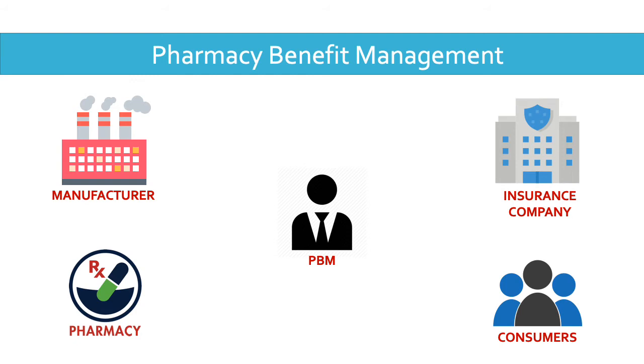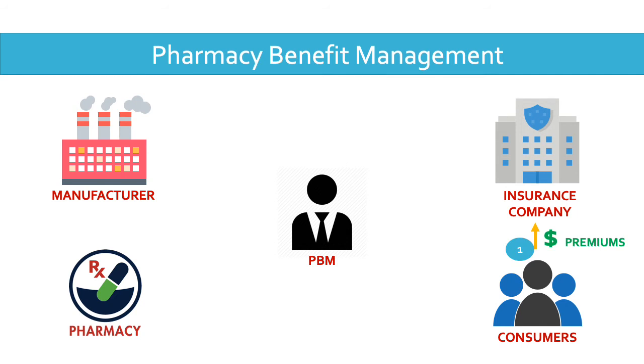And in the middle, you have this person called the pharmacy benefit manager. This is a really unique group that usually works directly with the insurance company. They help moderate the flow of money back and forth between the pharmacy and the insurance company and the consumers and the manufacturer. So the easiest way to understand what a pharmacy benefit manager does is to track the money. So let's start.